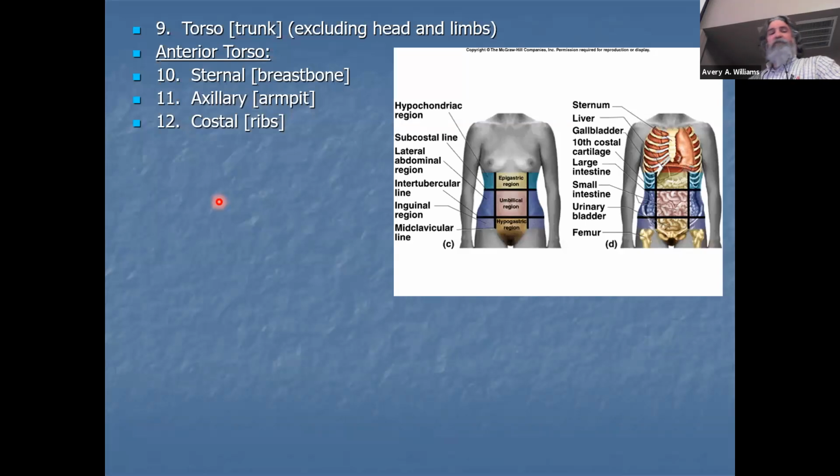Okay, costal. Costa means rib, costal means of the ribs, and so your costal regions are the areas of the torso where you have ribs, and you've got costal nerves and muscles, etc. So things associated with the ribs.